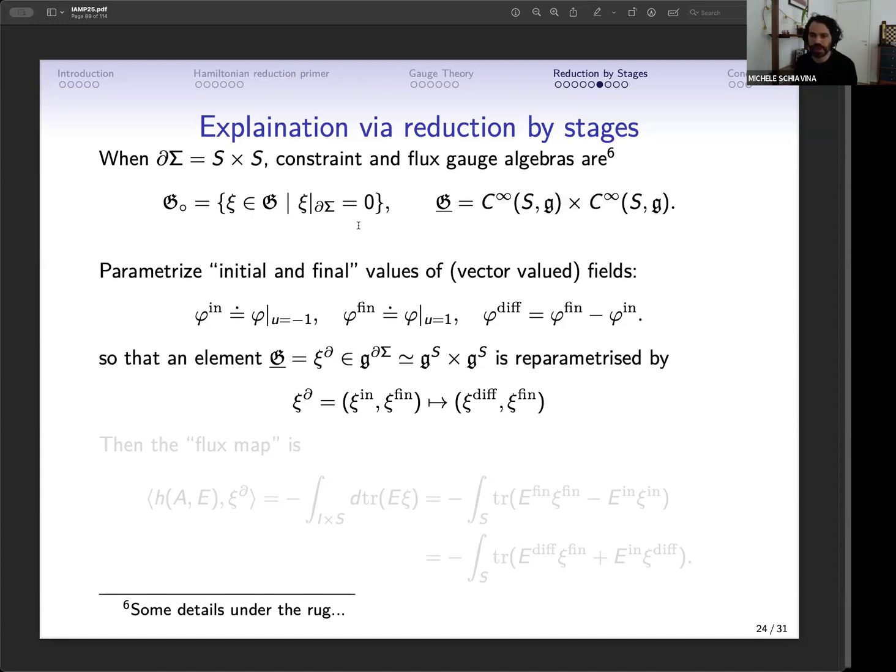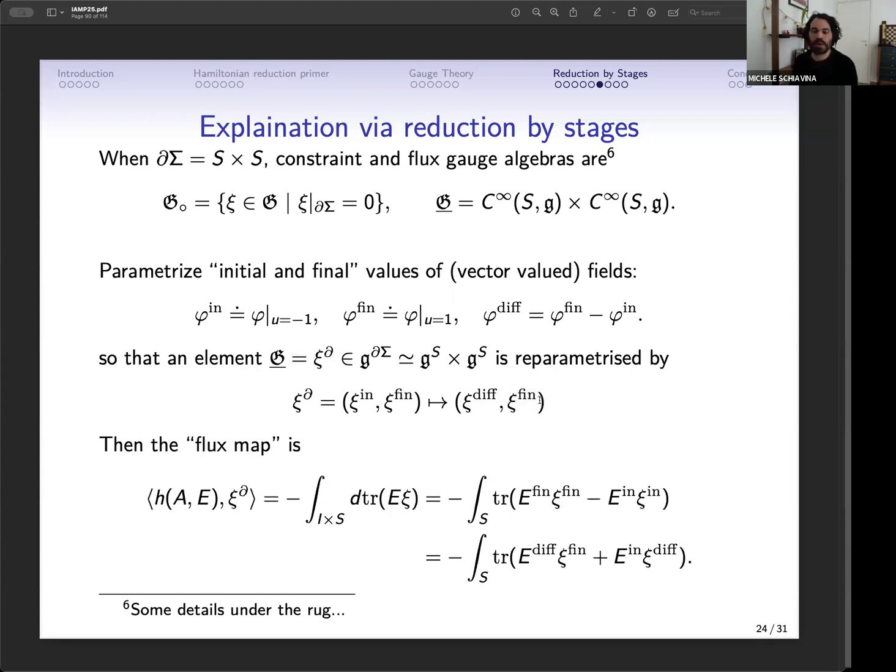So if you do a little trick of parametrization of vector valued fields or sections over this manifold, so that an element inside this Lie algebra can be rewritten as the difference of its values at the final and initial endpoint, and one of the two, for example, the final, you have that the flux map, unreduced, just looks like this. You can see that the flux map is really associated to the electric flux in some sense, right? So this is the electric flux across one of these corner components.